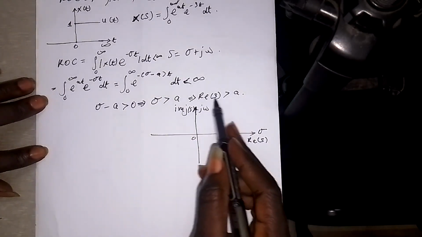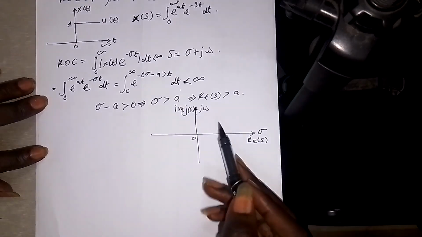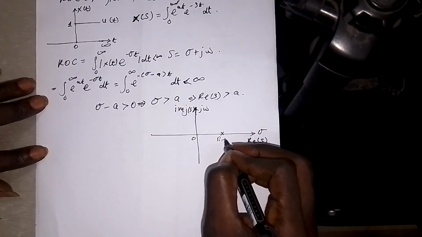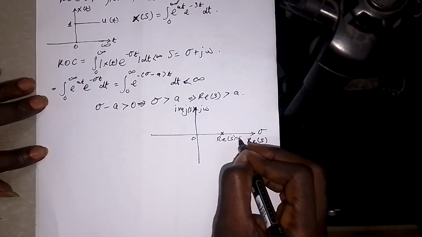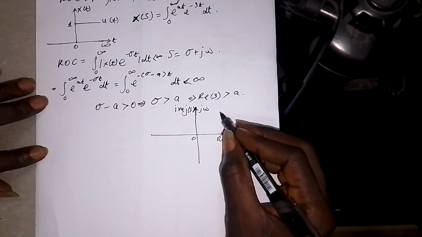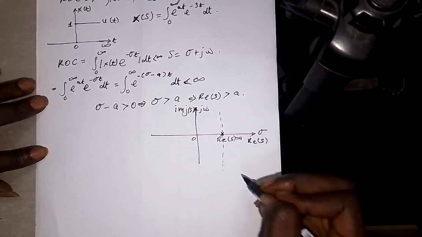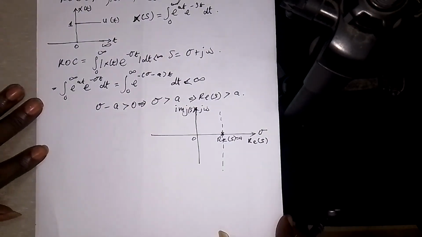Here what I can do is plot my a. But I know that a is positive, so positive a can be somewhere here. So the real of s is equal to a, which is somewhere here. Now I'll draw a broken line through that particular point, through my a. Now I'm supposed to find the plane a.